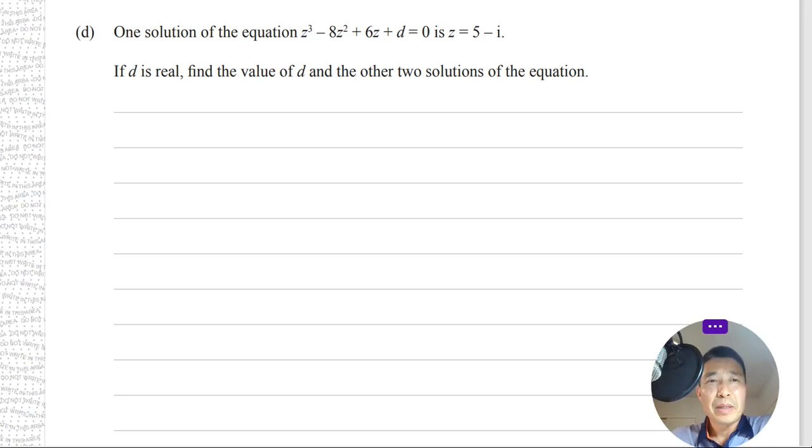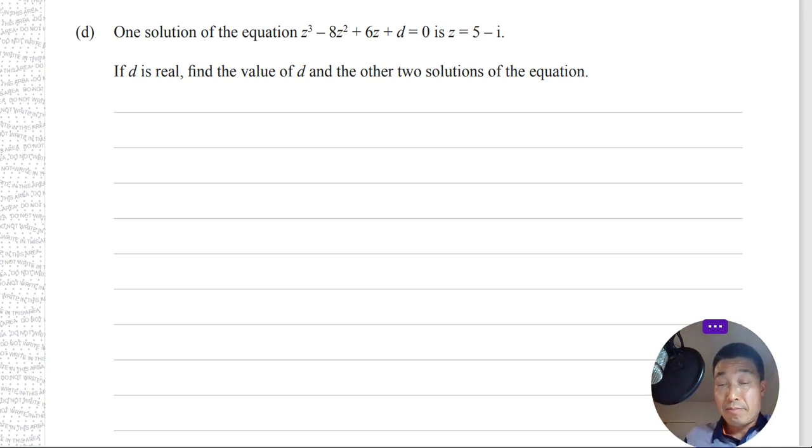We are doing Level 3 Complex Numbers 2023, question 1D. One solution of the equation z cubed minus 8z squared plus 6z plus d equals 0 is z equals 5 minus i. If d is real, find the value of d and the other two solutions of the equation.